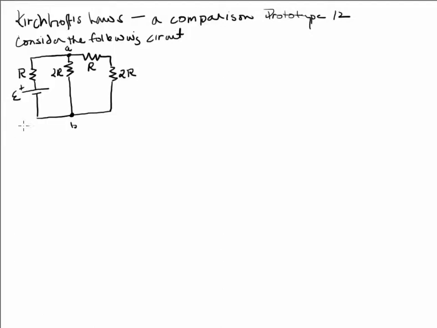So let's once again reproduce our circuit, and we see here an EMF on the left side of the circuit applied to a resistor R, forming a junction with the middle branch that has resistor 2R, and then we have a right branch comprised of R and 2R.